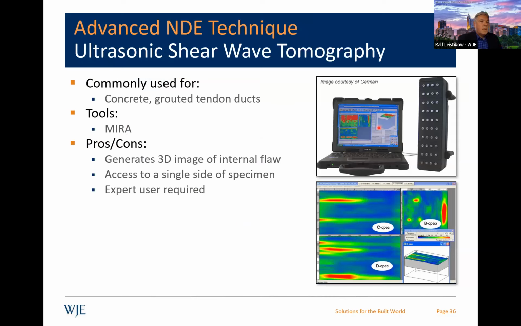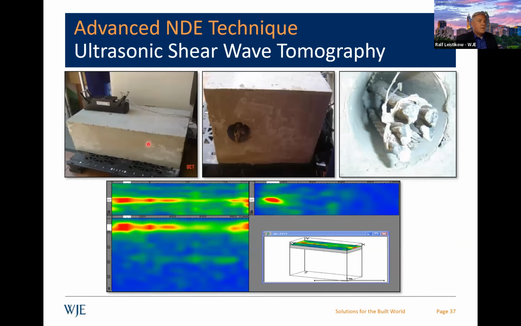Shear wave, again, this is the equipment. It's typically the MIRA that is the one out there. It's used for concrete, grouting, tendon ducts, 3D images. You need single access. An expert user would definitely be needed for this. But what you're looking for is voids, like in a duct, in a pre-stressing or post-tension application, where you have ducts that are grouted. Here's an example. This is the MIRA right here, with a handle on each side. And this is a duct with voids in it. You can see the images, the red indicating that there are voids in these various locations.